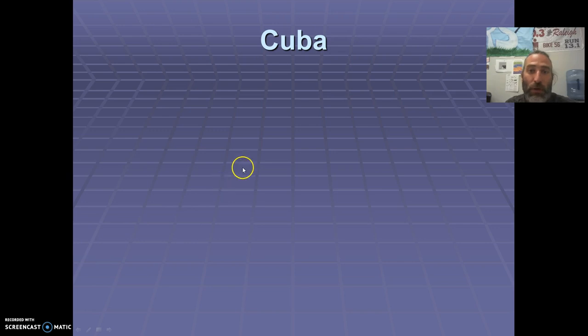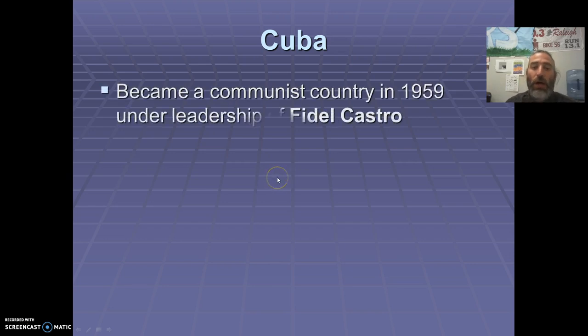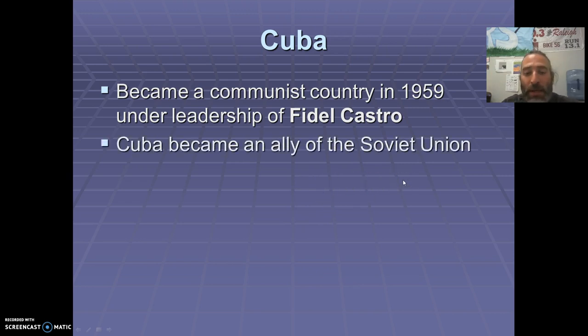In this video, we're going to focus mainly on Cuba. There are going to be two major events that happen in Cuba. The first one is the Bay of Pigs invasion. In 1959, Cuba becomes a communist country under the leadership of Fidel Castro. He leads an army revolution against the existing country and makes it a communist nation. They become an ally of the Soviet Union. Communist nations tend to stick together.